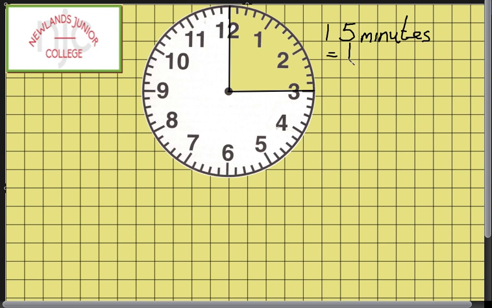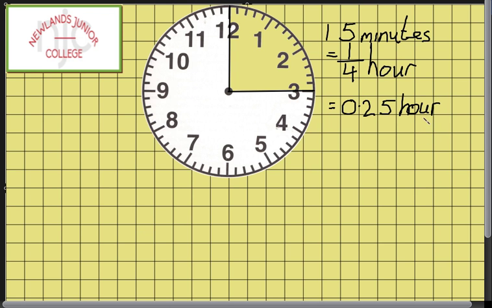15 minutes is equal to 1/4 of an hour. If we're wanting to change 1/4 into a decimal, because that's sometimes very useful, then that is of course a quarter of 60, 15 minutes, or 0.25 of an hour.